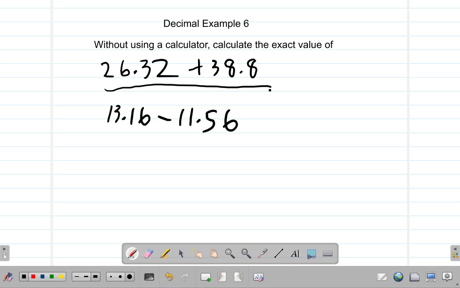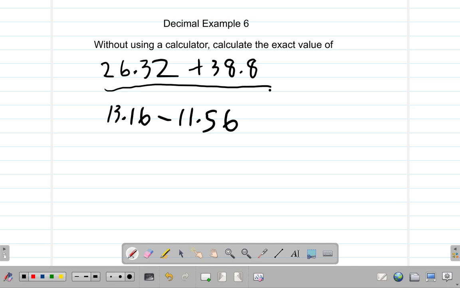Decimal, example 6. Now this question is a past paper from CSEC Mathematics. What I want you to do, pause the video and work it out. Alright, you paused the video already and worked it out. What did you get? We go through it and see what happened.